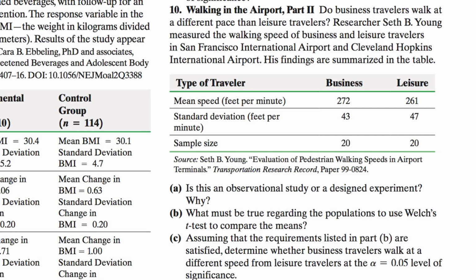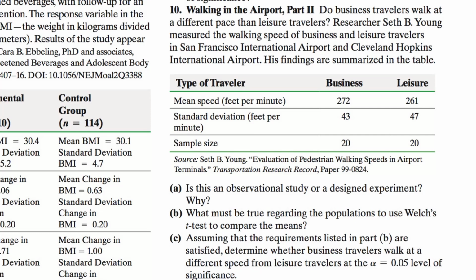So they're asking in Part B here, what must be true regarding the populations to use Welch's t-test to compare the means? Well, we just talked about that. We have small samples here. You'll notice that both samples happen to be the same size, and that's great. But because they are both less than 30, we need to make sure that the sample data comes from a normal enough population. So in other words, we would be assuming that people's walking speeds are normally distributed.